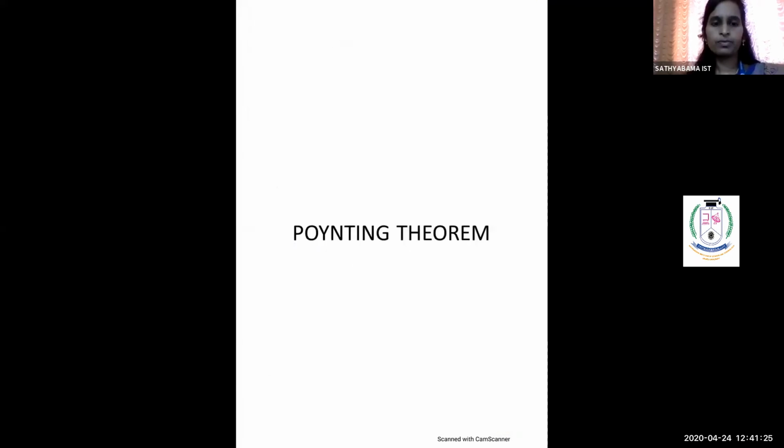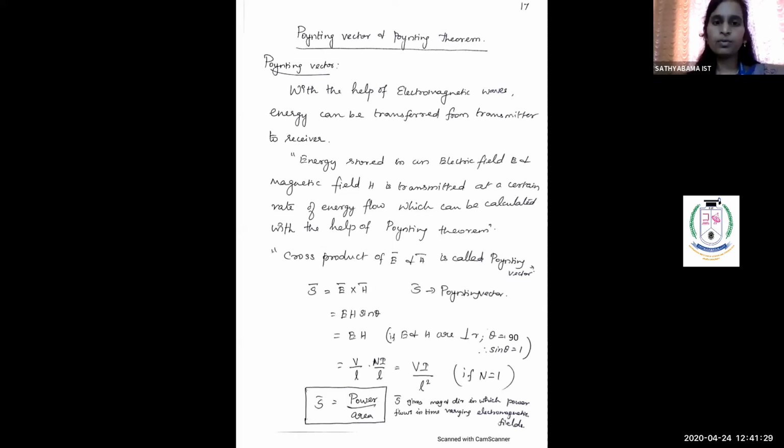The next topic we are going to see is the Poynting theorem. With the help of electromagnetic waves, energy is transferred from the source to the destination. It is known to us. Now what we are going to see is that the energy stored in the electric field and magnetic field will be transmitted at a particular rate of energy flow. We have to calculate this. This can be calculated with the help of the theorem which is called the Poynting theorem.